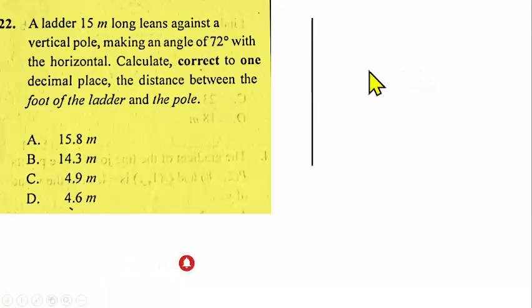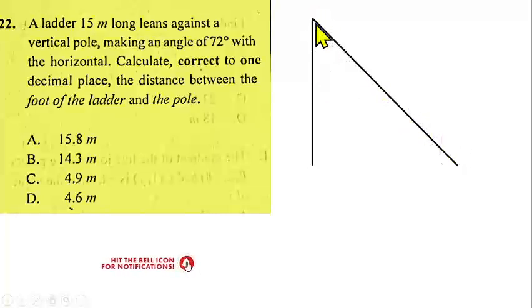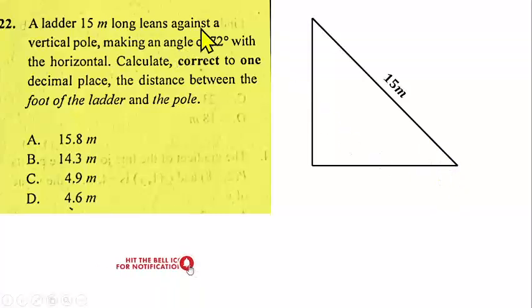So like I told you, if this line represents the pole, then the ladder is this, which leans against the pole. I told you the ladder is 15 meters, so there's a distance between the foot of this ladder and the foot of the pole, which is what you are looking for. Then we are given that the angle that this ladder makes with the horizontal ground, which is from here to here, this is the foot of the ladder and this is the ground, the angle formed here will be 72 degrees.